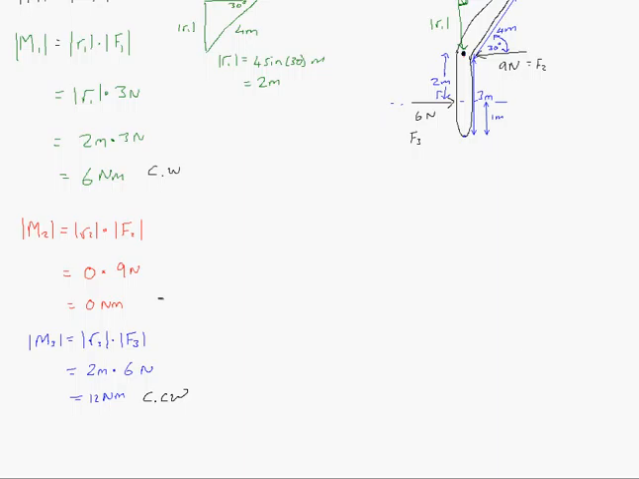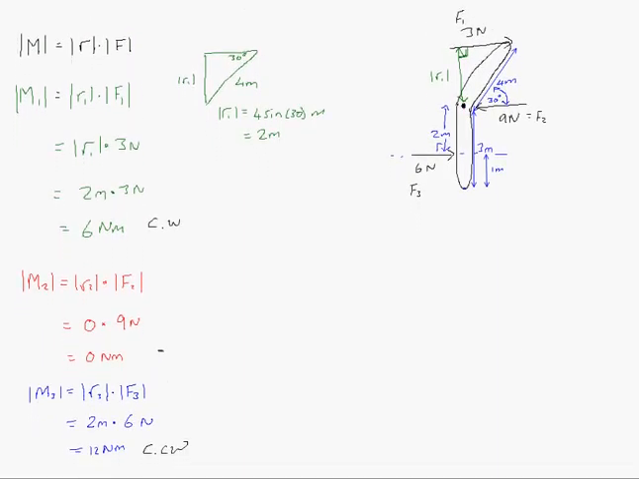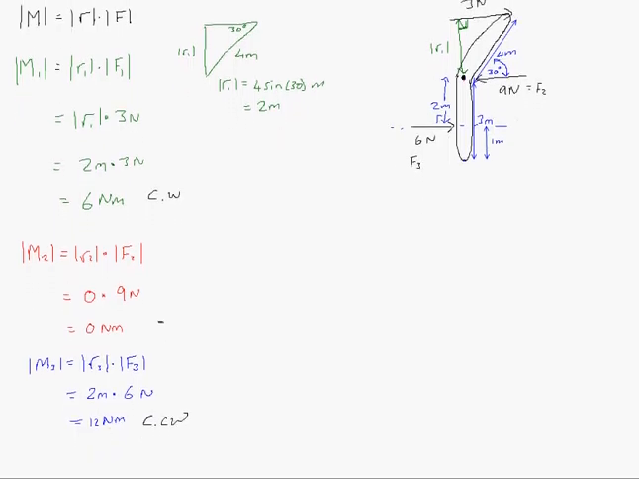So this may be a little bit confusing to you, because now we've got 3 completely separate pieces of information. This object wants to be pushed counterclockwise, it wants to be pushed clockwise, and it doesn't want to be pushed at all in terms of moments. So which way does it actually rotate? In order to figure this out, we need to take the sum of moments.